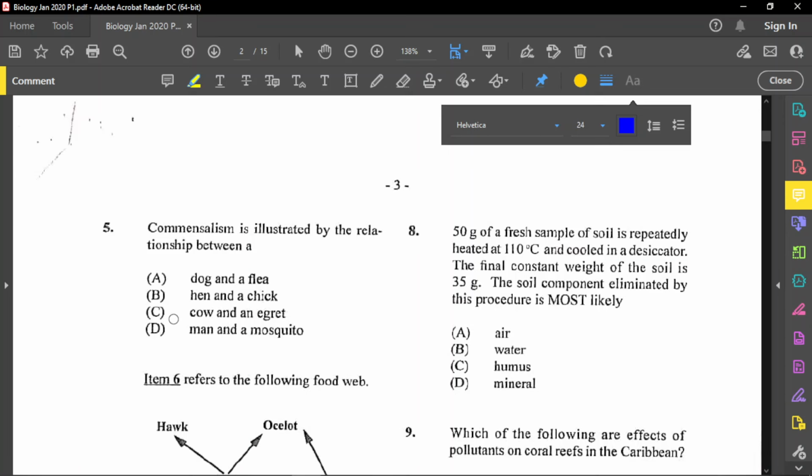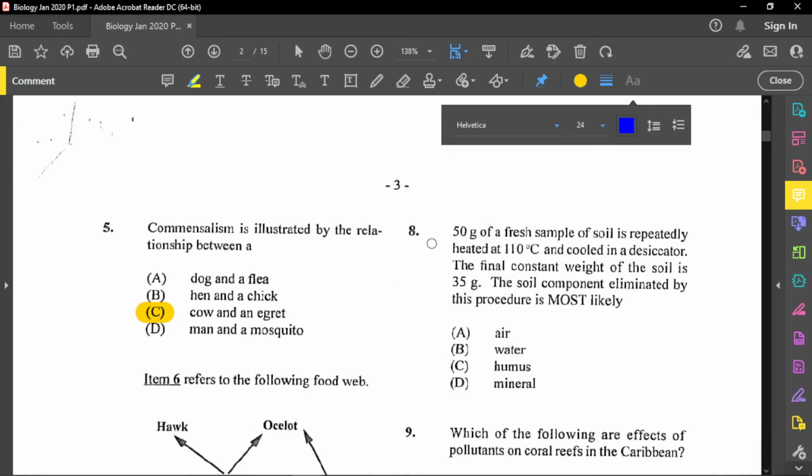And now here it said the cow and egret. And yes, that is a classical example that you should never forget. Matter of fact, in any research for commensalism, you're going to see cow and egret as a prime example. Man and mosquito, that's parasitic because mosquitoes are definitely annoying parasites.